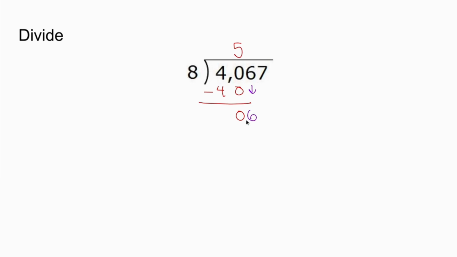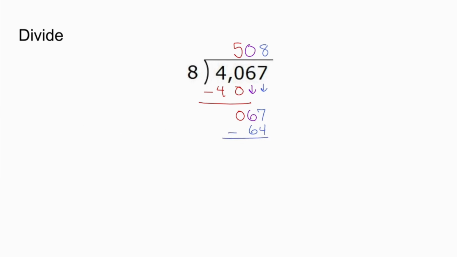How many times does 8 go into 6? Well, it doesn't. So we're going to put a 0 right there and then drop down the next number, which is 67. How many times does 8 go into 67? Well, it's not perfect, but 8 goes into 67 8 times because 8 times 8 is 64, which is a little bit less than 67.